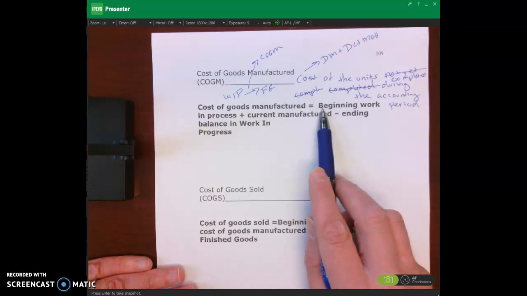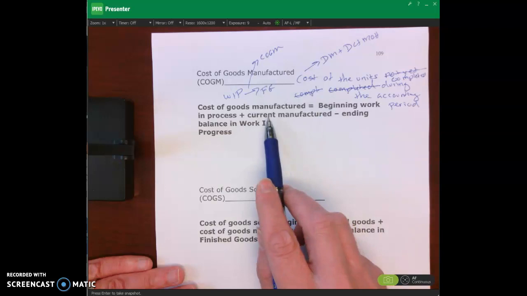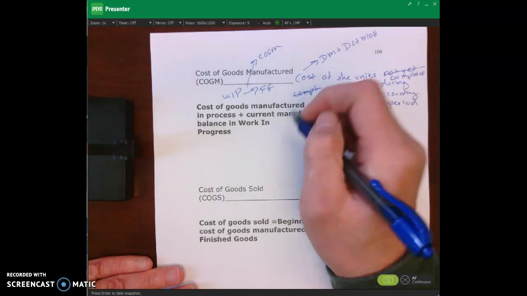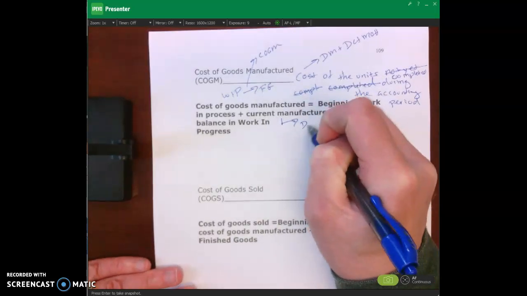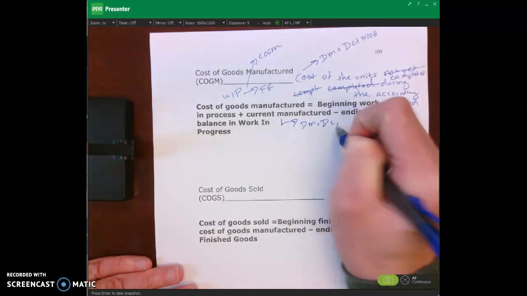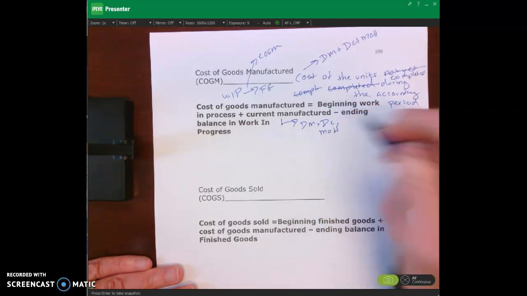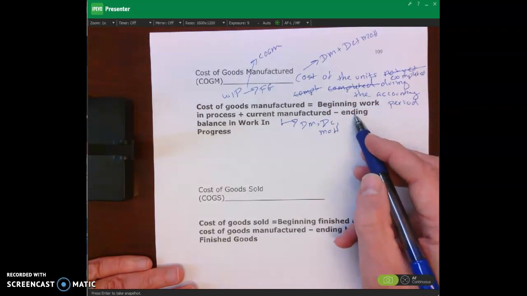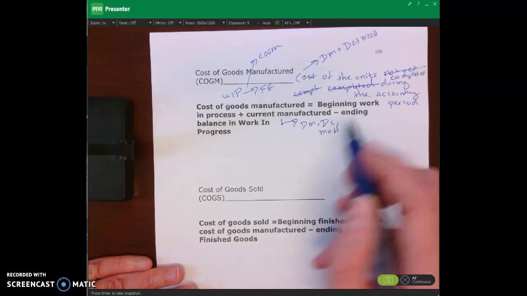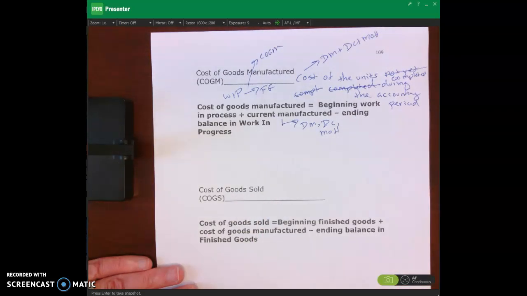So it's the cost of our beginning work in process plus additional costs that we've incurred during this period. What do I mean by additional or current manufactured? I mean additional direct materials, direct labor, and manufacturing overhead, minus the cost of our ending work in process. That gives us cost of goods manufactured.